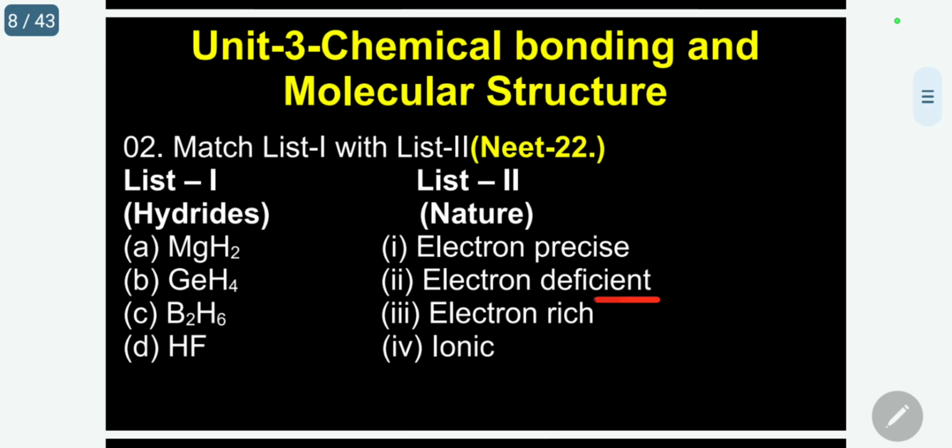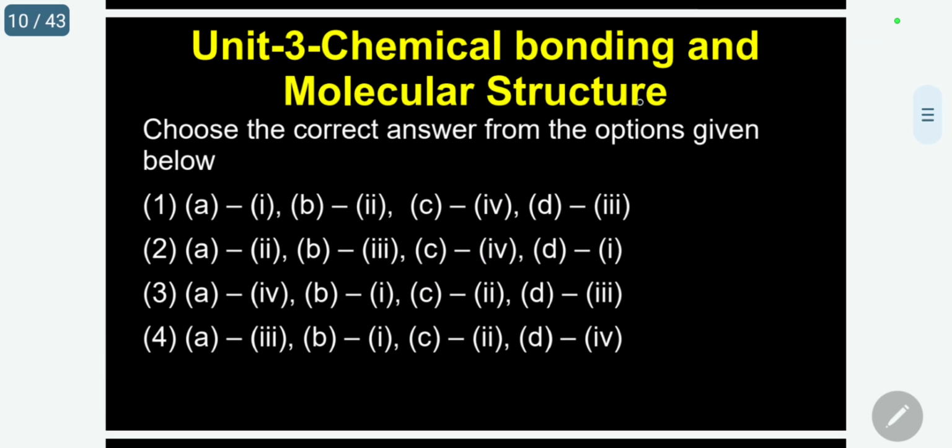So they will give the options. See the options here. Please follow. Option 1: A1, B2, C4, D3. Option 2: A2, B3, C4, D1. Third option: A4, B1, C2, D3. Fourth option: A3, B1, C2, D4.